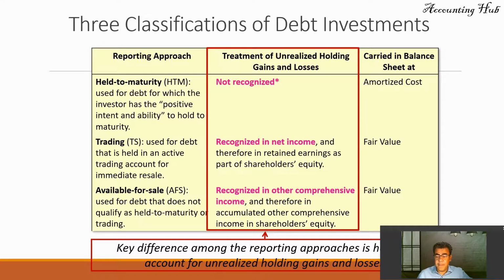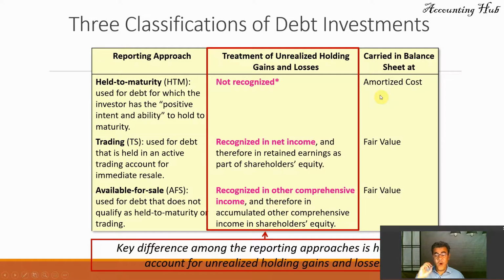So if I purchase a bond and the maturity date is in 10 years, I will keep this bond for the 10 years. So we have no unrealized holding gain and losses. So no fair value here. And we carry it in the balance sheet at amortized cost.